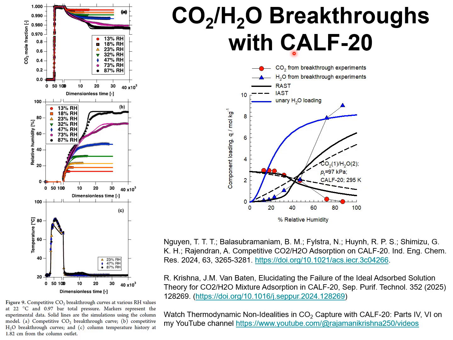There is tremendous interest in the use of Calgary Framework 20 for CO2 capture from humid flue gases. Nguyen, Shimizu, and Rajendran published a set of experimental data for feed mixtures consisting of CO2 containing water vapor to varying degrees of relative humidities. The breakthrough experiments were analyzed to determine the component loadings as a function of the percentage relative humidities. The CO2 loadings are indicated by the red circles, and the blue triangles are the loadings of water.